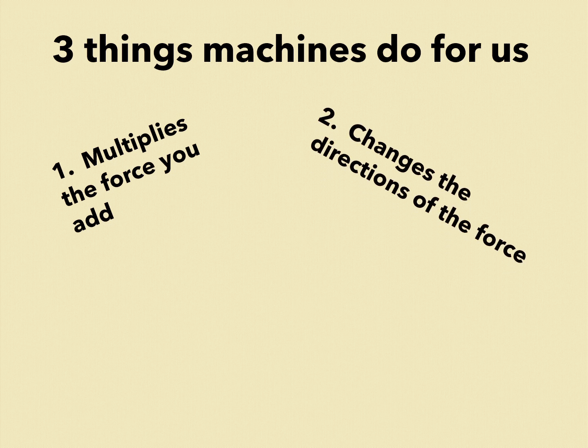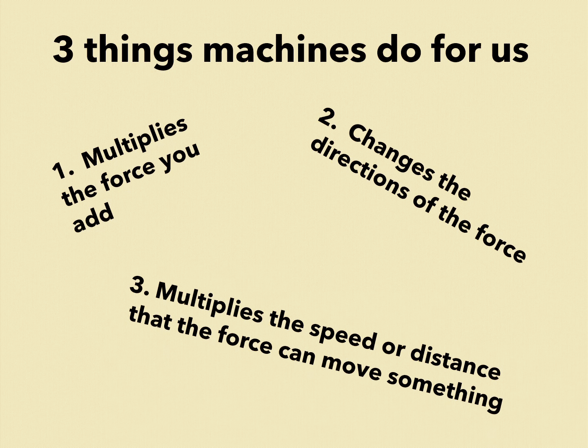They can also change the direction of the force, and we'll talk about that in a little bit. When I'm using a machine to lift something, if I use a pulley, I can lift it up very easily, and I'm not trying to lift it up over my head. And lastly, they multiply the speed or the distance that the force can move something. Now, not all 3 of these happen at the same time. One of these or 2 of these can happen together and will really make your work a lot easier. And we're going to look at some different machines that do just this.